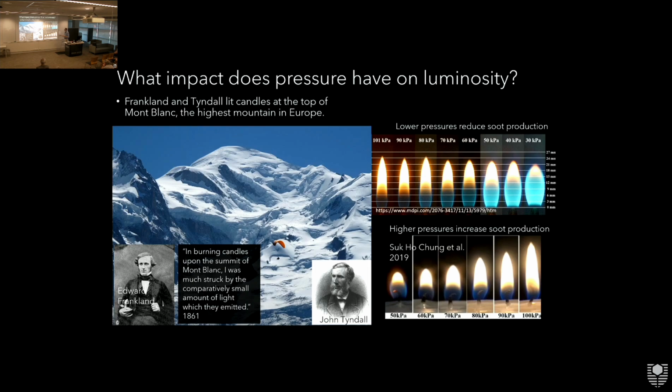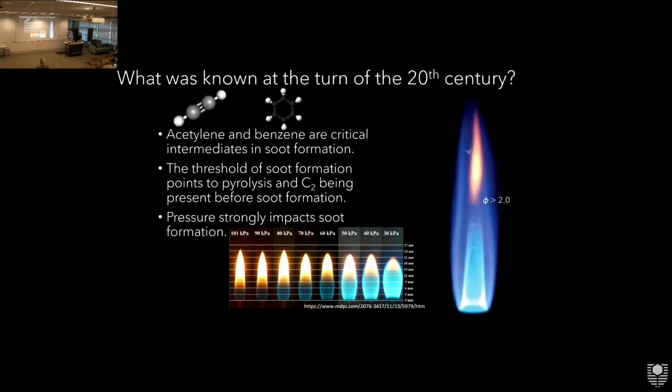The fact that there's such a strong pressure dependence means that it's like some droplets are forming. So Franklin actually predicted that there were droplets forming in the flame, and it was actually only later that they proved that actually in here they're solid particles. The way they proved that was a wonderful experiment using polarized light. I can go into it, it's fun. At higher pressures, you get more soot production. So this is really what was known at the turn of the 20th century. Acetylene, benzene seem to be critical. There's some threshold that we don't understand, and the pressure seems to impact it.